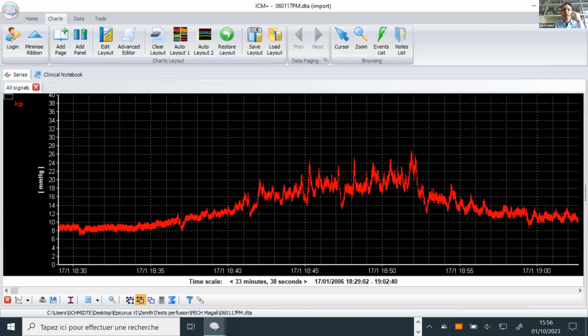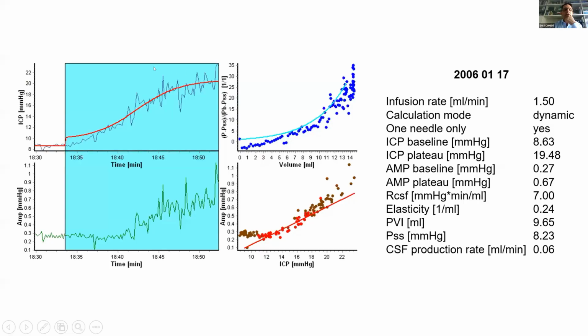This is her profile. You see, this is baseline ICP, and ICP is going slightly up and stabilizes. This is the analysis with ICM plus. We see that baseline ICP is rather low. Plateau is in the normal range. Resistance is also low. From my perspective, this CSF profile is normal.